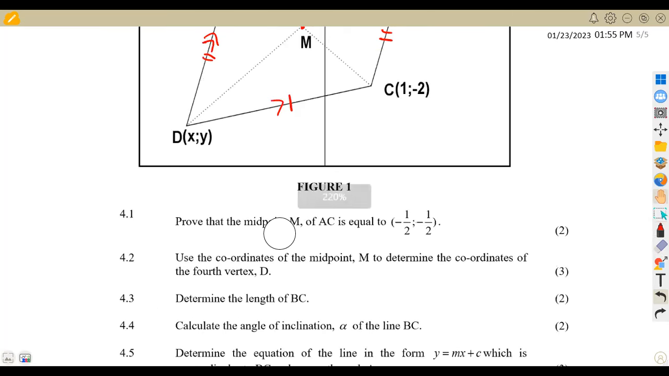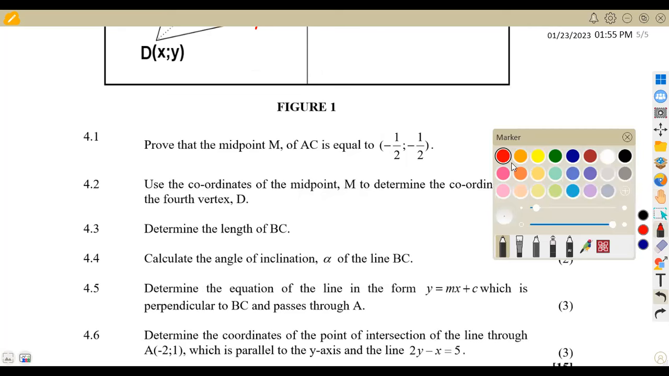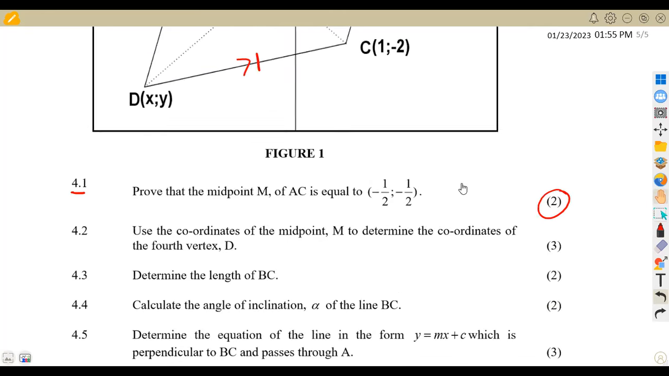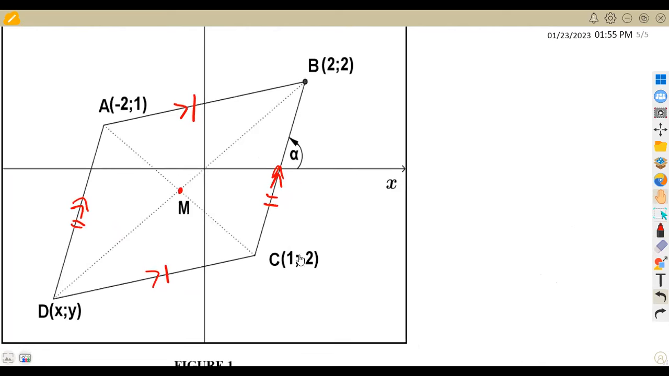The first part was to prove that the midpoint M of AC is equivalent to minus half, and that is 2 marks. So the midpoint M, which is the midpoint of AC. Where do we have A and C? This is our point A, as we can take A and C. Remember that the midpoint is given by this formula, so I'm just going to write this aside. This is 4.1.